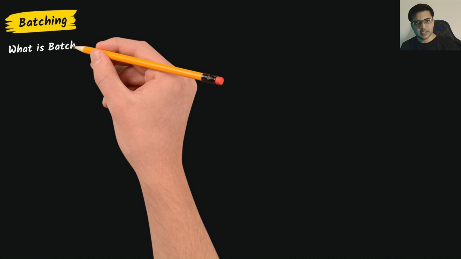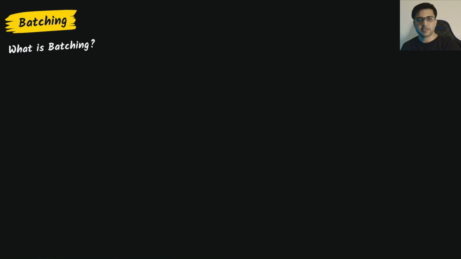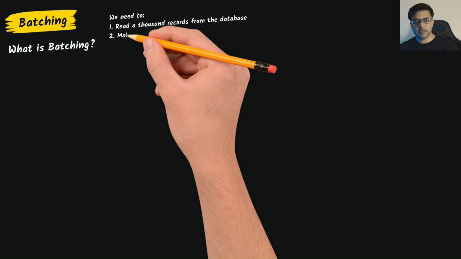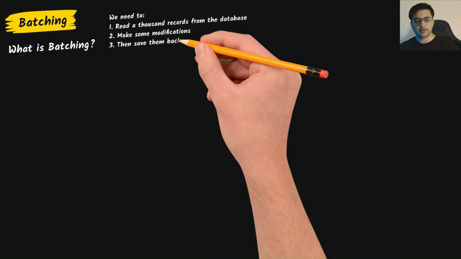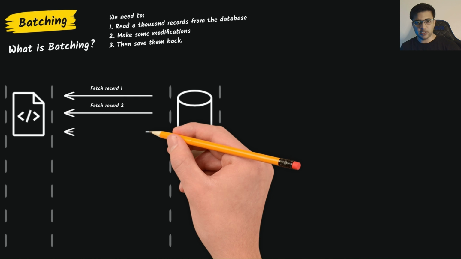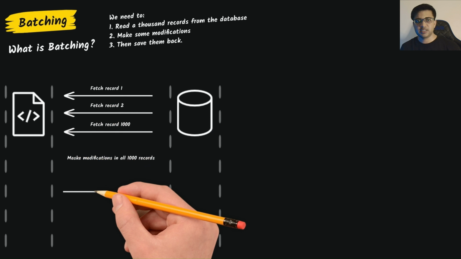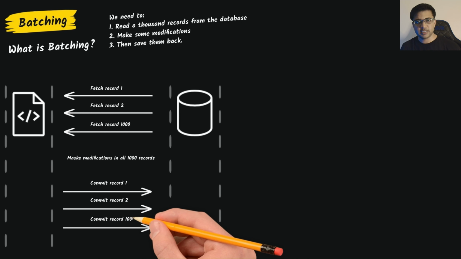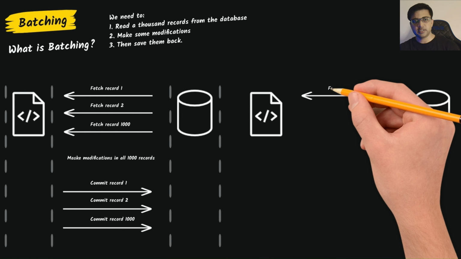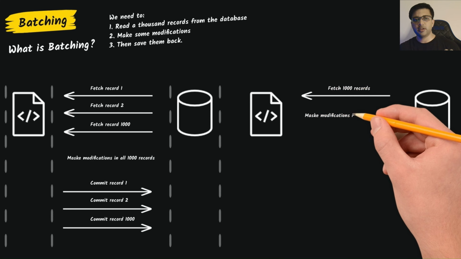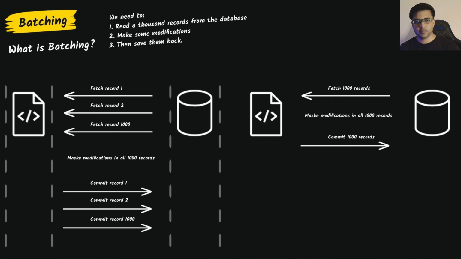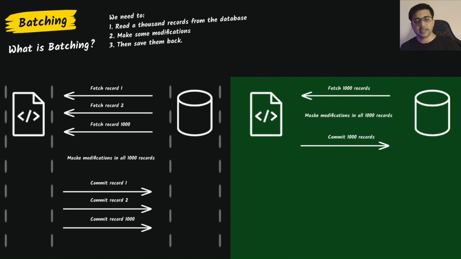Do you know what batching is and why we use it? Let me explain. Suppose we need to read 1,000 records from a database, make some modifications, and then save them back. How would you do that? Would you read the records one by one in a loop, make changes, and then save them again one by one in separate round trips? Or would you fetch all 1,000 records in one go, modify them all in memory, and then commit the changes to the database in a single transaction? Of course, you would go for the second approach.